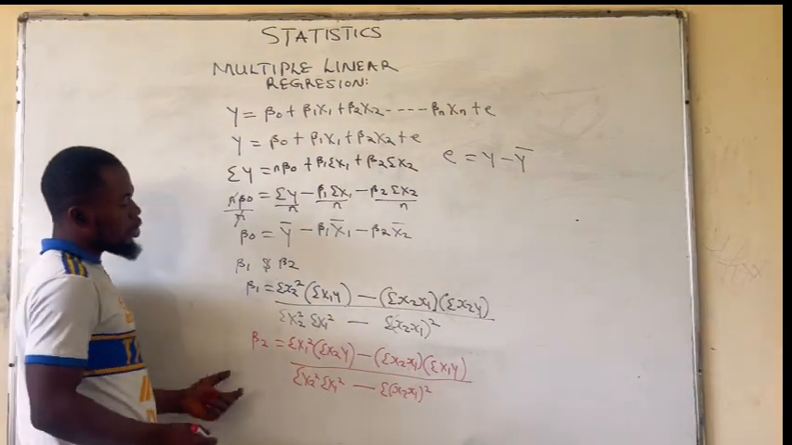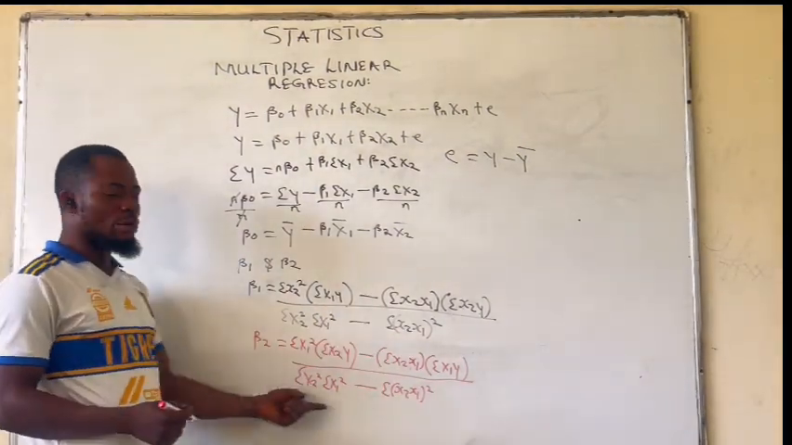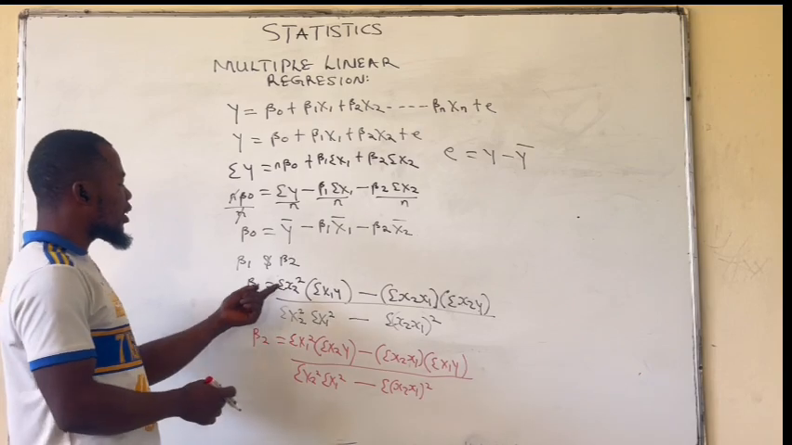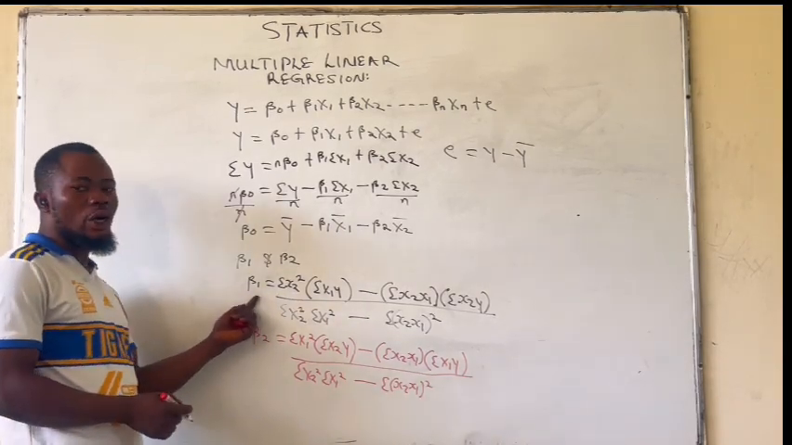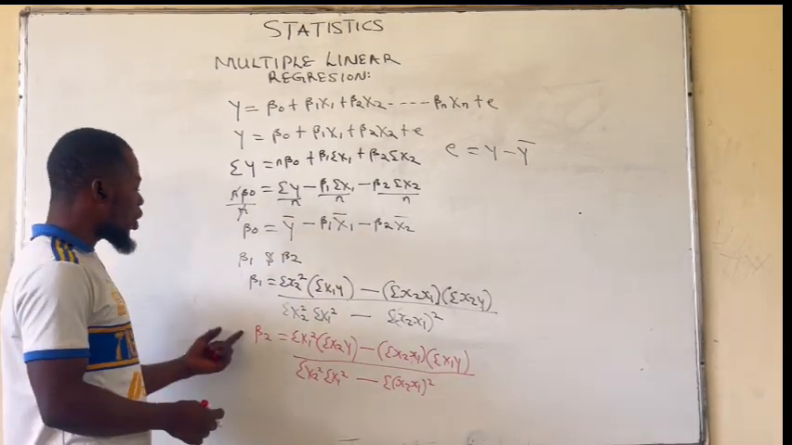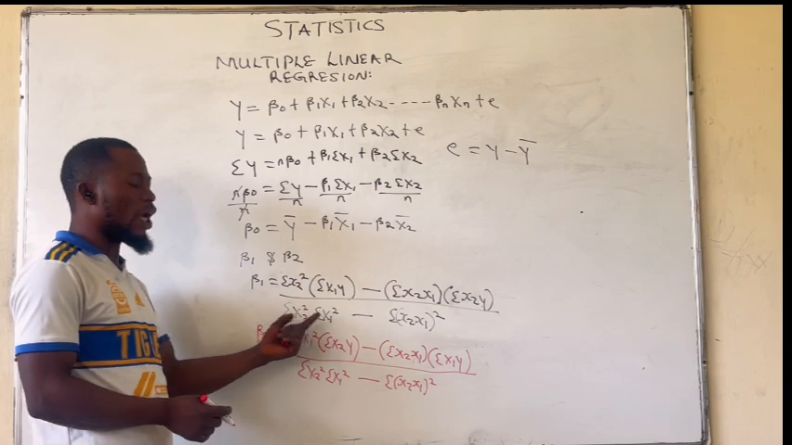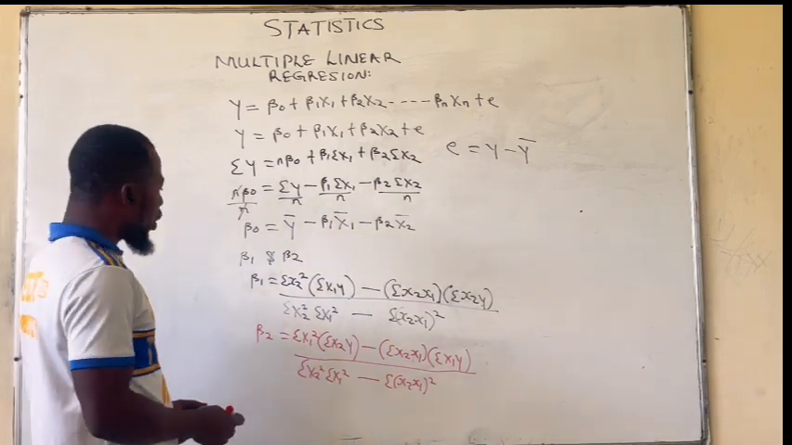We should take note that all the denominators are the same thing. The only thing that changes is the beginning. If you are dealing with beta 1, you will start with x2. If you are dealing with beta 2, you will start with x1. That is one of their major differences.